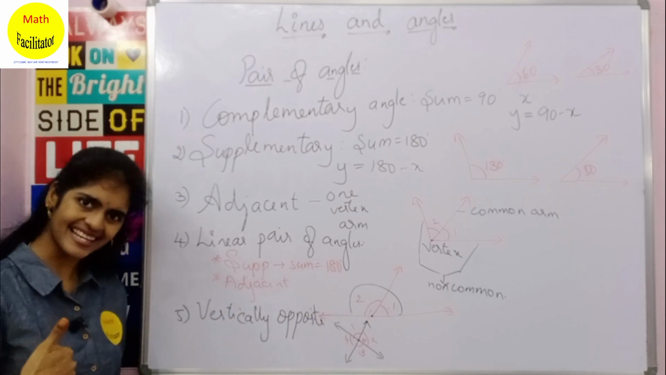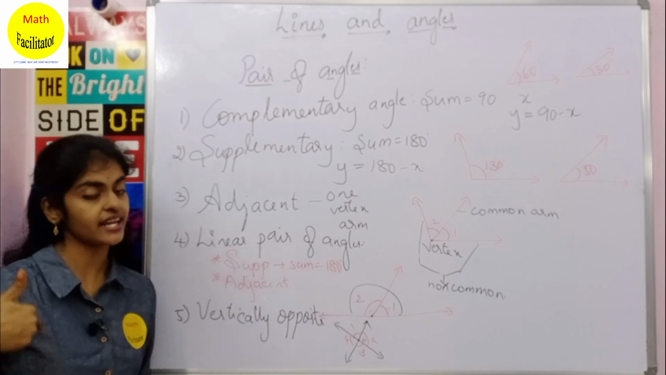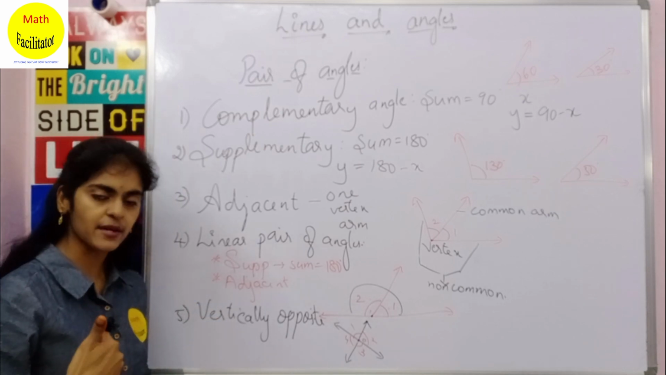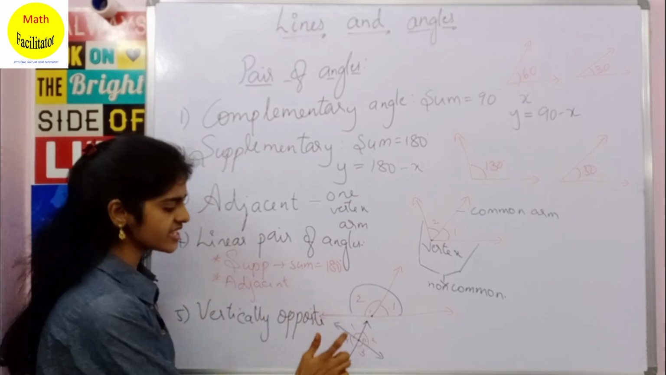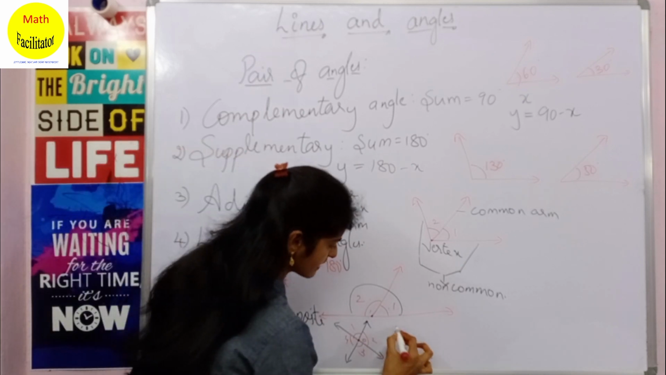Okay, and what is opposite? Vertically opposite means the angles which are opposite to each other. And how are they opposite to each other? They are vertically opposite, that means they are on either side of this vertex. Clear? So now let me redraw it.